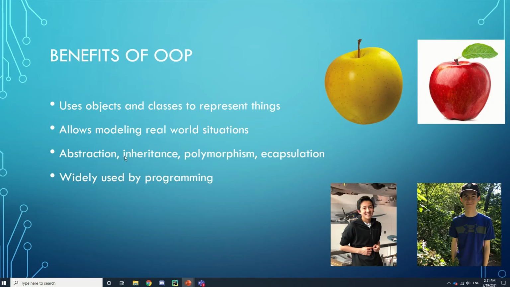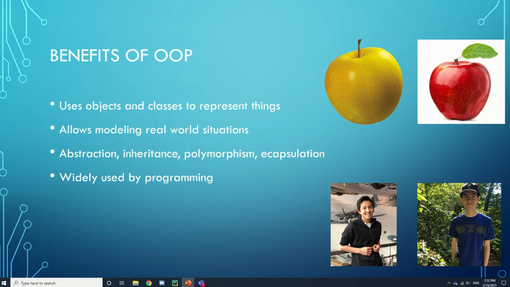Inheritance is simply that you can have different classes inherit methods. So I can have one class use a method from another class, so you don't have to copy and paste the code. You can reuse code essentially. Polymorphism: you can have one kind of method do different things depending on the parameters you put in.